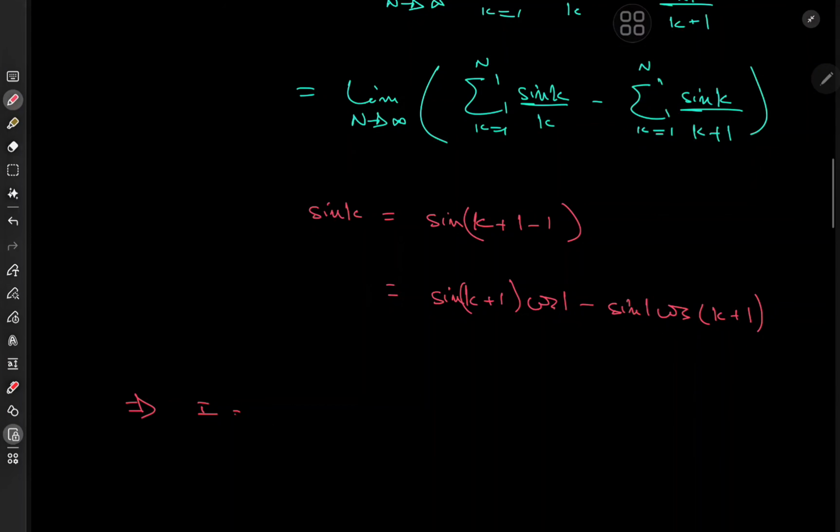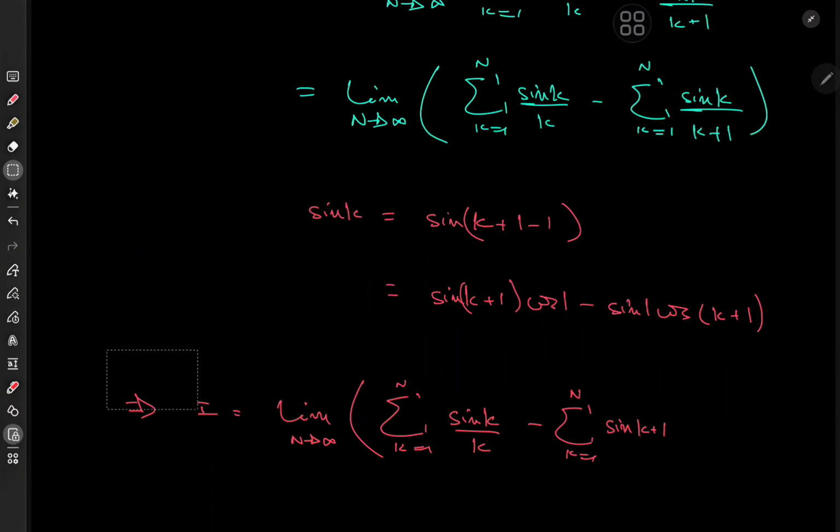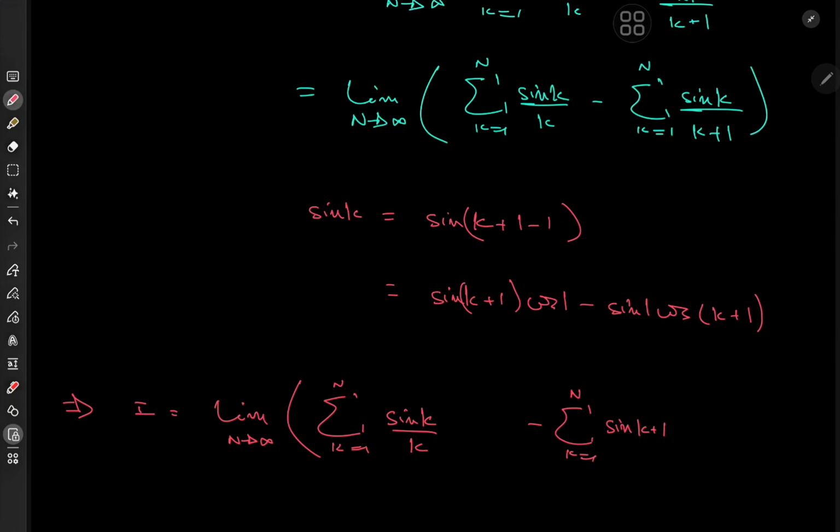So this implies that I here is equal to the limit as n tends to infinity of the sum over k from 1 to n of sine of k over k, minus the sum over k from 1 to n of the sine of k plus 1, and cosine of 1 is just a constant with respect to the summation anyway. So we'll write this thing as negative cosine of 1 outside. Two negatives should cancel out for the other term, so I will get sine of 1 times the sum over k from 1 to n of the cosine of... I need some more writing space.